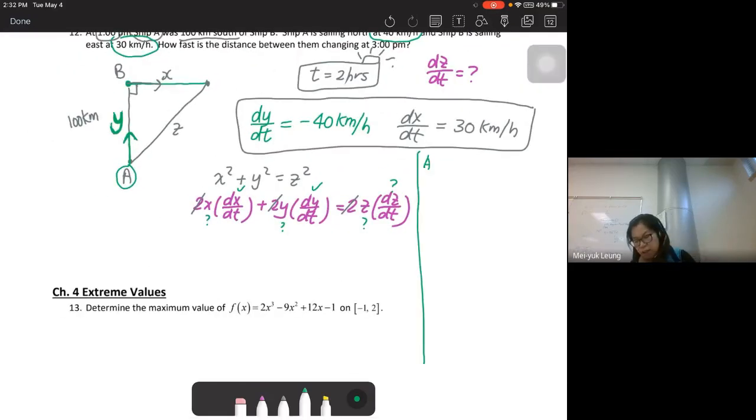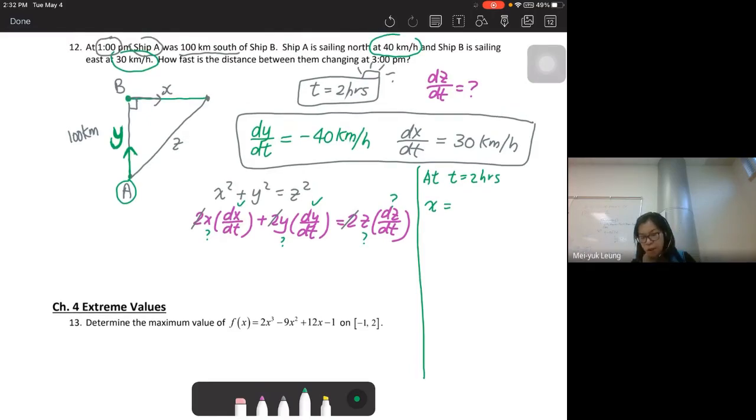So let's say at t equals 2 hours. Think about x as the distance that ship B has traveled. We know that the speed of ship B is 30 kilometers per hour, so in 2 hours, ship B has traveled 60 kilometers. The distance is equal to the speed times the time. So that is the x value.